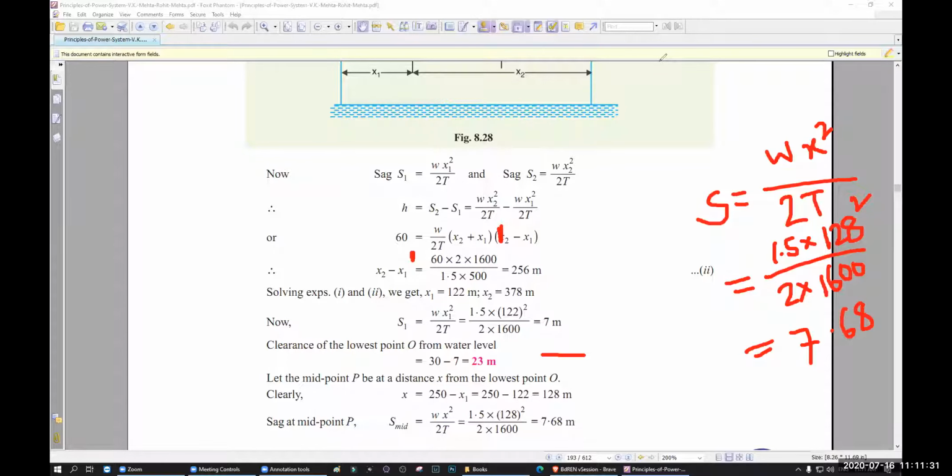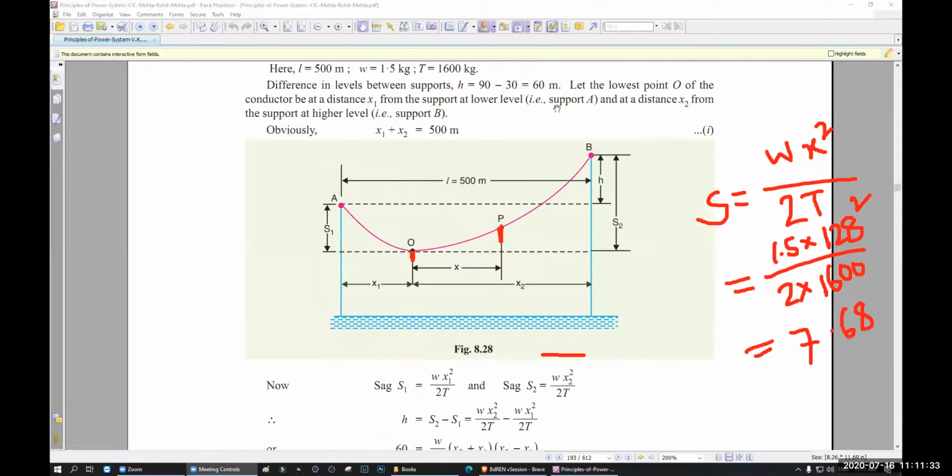7.68. Now this distance is from where? This distance is actually from this point to this point, this sag. This sag is from this point because we are calculating from this point. So our sag will be this point to this point. Understand my point, everyone? Yes, sir. So the height distance is 7.68.